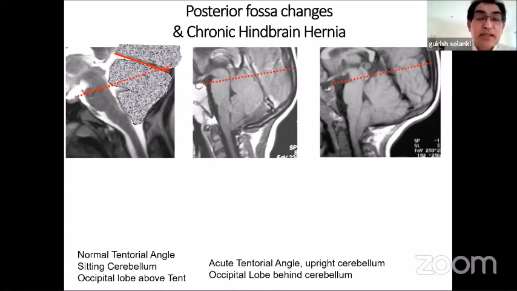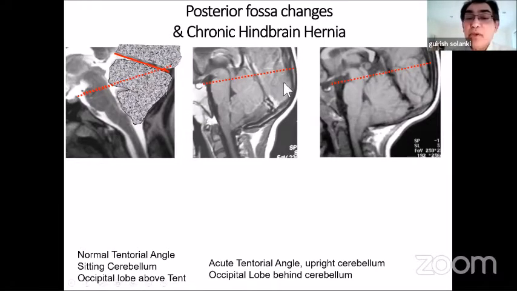So you can see this pictorial diagrammatic representation. In a normal case, if you run a line between the posterior clinoid and the inion, one third of the cerebellum is above that line. In a Chiari, you can see a small posterior fossa. You can see the angle of the tentorium is so different, and that there's hardly any cerebellum above that line. Your inion is no longer in a straight line like that. It's lying halfway down. And what has happened now, you can see the occipital lobe lying above the cerebellum normally. That is no longer the case.